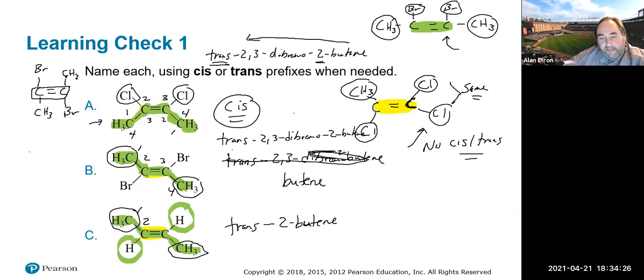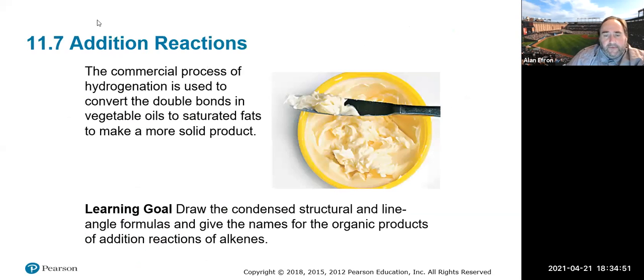I need it as trans, I put them on opposite sides. So sometimes that's easier when you're trying to draw it showing the cis or trans. Any questions on cis or trans? Okay, so obviously you need to be able to identify things as cis or trans, and be able to draw these things, those types of things that you'll be asked to do.